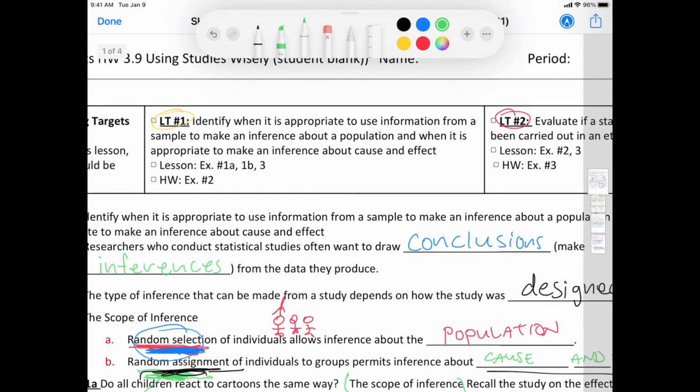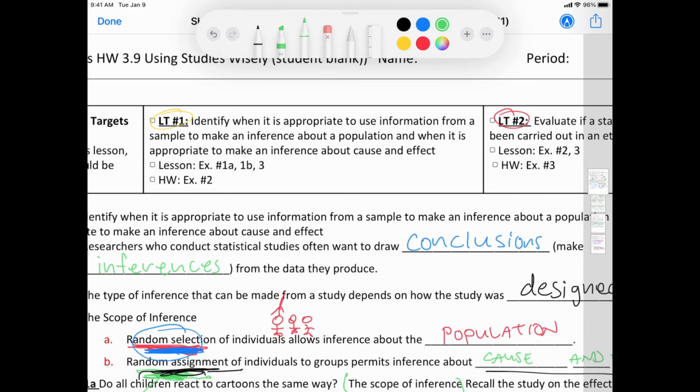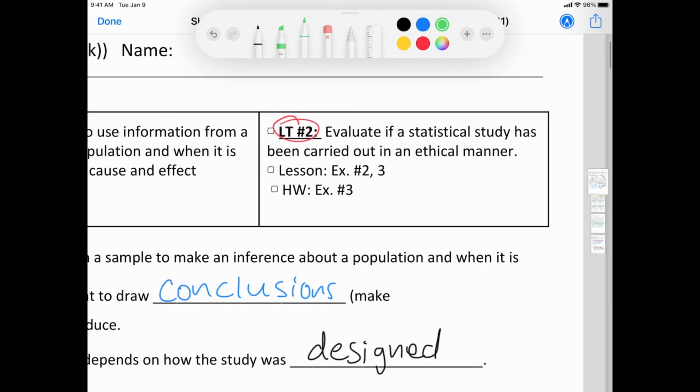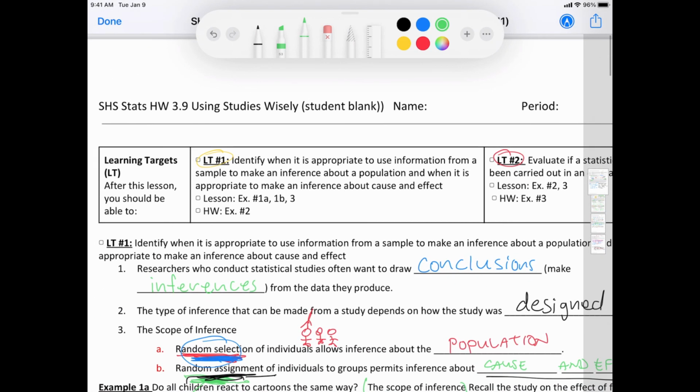All right, so here we learned in Learning Target 1 to make sure to identify appropriate use of information from the sample to make an inference about the population, and about appropriate inference about cause and effect. It's about how we get them and then how we put them in groups. And learning target number 2, evaluate if a statistical study has been carried out in an ethical manner: informed consent, confidentiality, and an institutional review board. So that was lesson 3.9, using studies wisely.